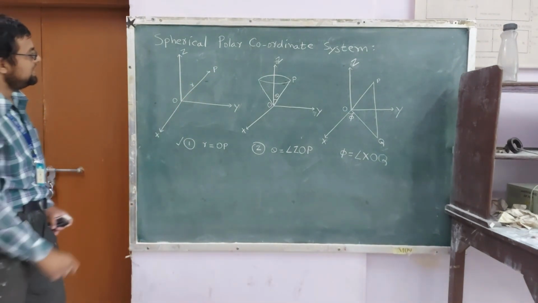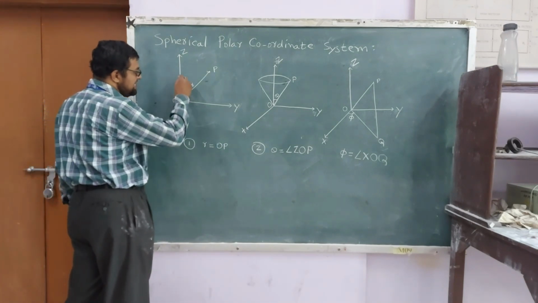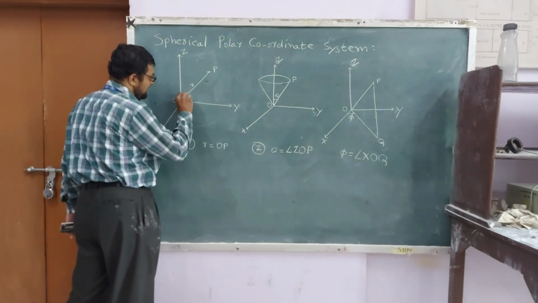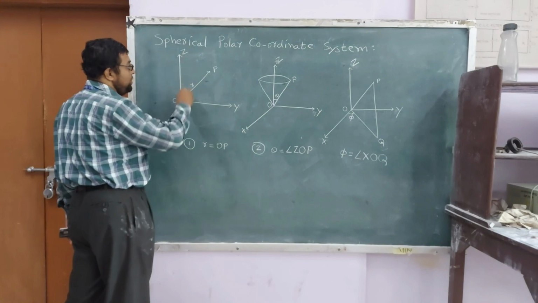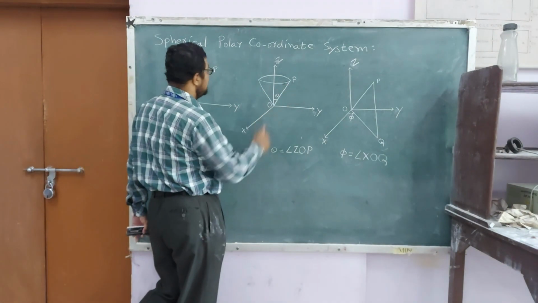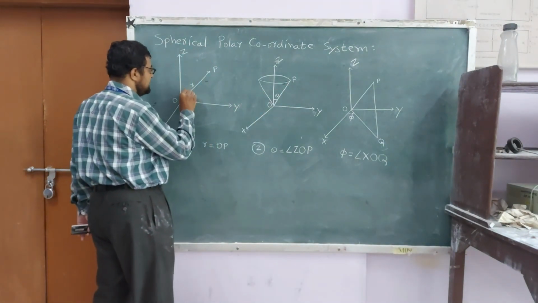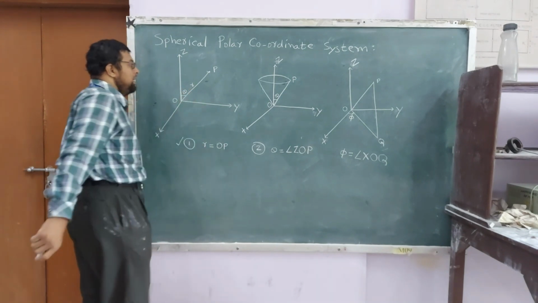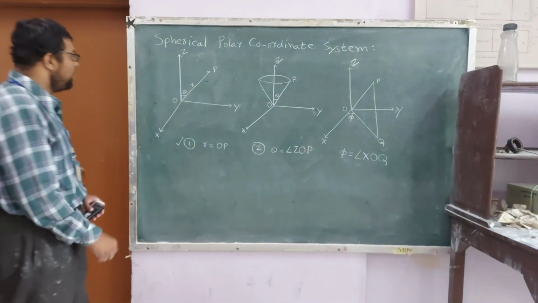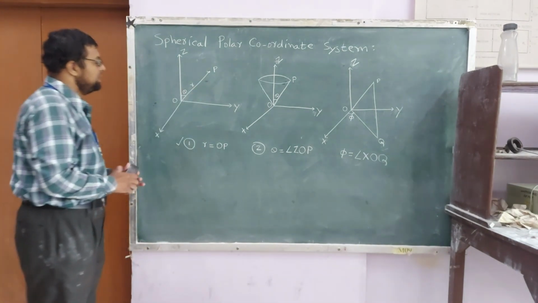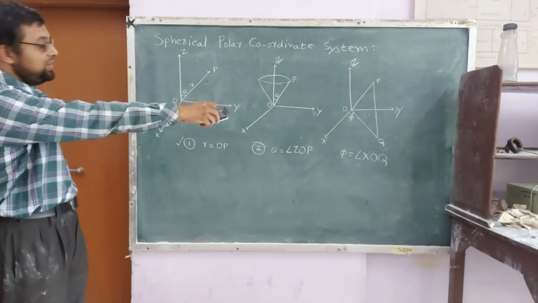Then the second coordinate is nothing but what? Theta. So that theta is over here. That is angle ZOP, that is the angle subtended by this cone is theta. And the third coordinate is nothing but what? This angle that we had there in that figure.